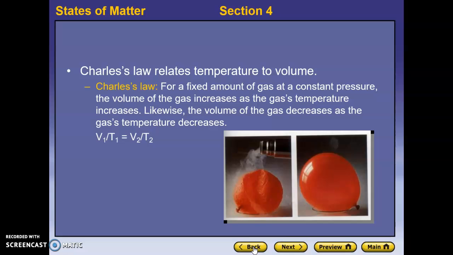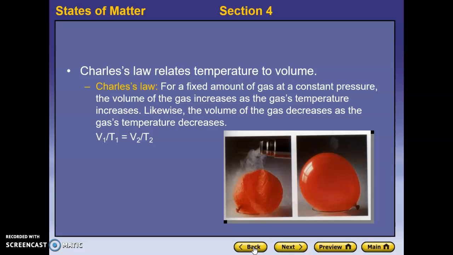You can see on the right-hand side, the balloon is full volume because it is at room temperature. But when you pour some liquid nitrogen onto the balloon, because it has a very, very low temperature, the gas inside of the balloon cools very quickly and its temperature drops. And as its temperature drops, its volume also drops, and we see the shrinking balloon.